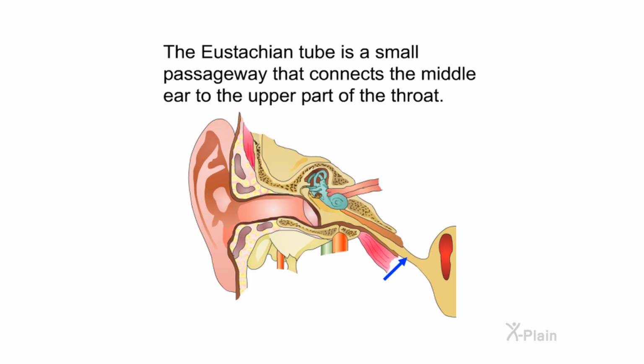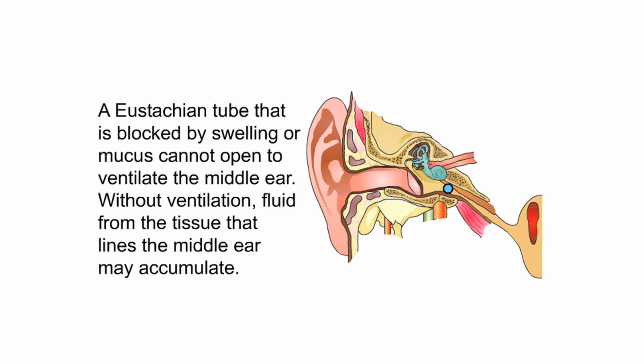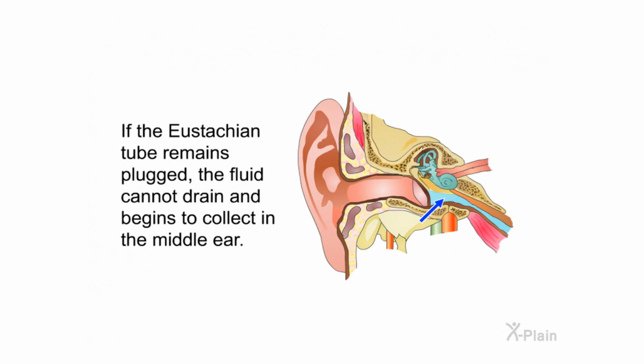The eustachian tube is a small passageway that connects the middle ear to the upper part of the throat. Though the eustachian tube is usually closed, it opens regularly to allow fresh air into the middle ear. It also equalizes middle ear air pressure in response to air pressure changes in the environment. A eustachian tube that is blocked by swelling or mucus cannot open to ventilate the middle ear. Without ventilation, fluid from the tissue that lines the middle ear may accumulate. If the eustachian tube remains plugged, the fluid cannot drain and begins to collect in the middle ear.